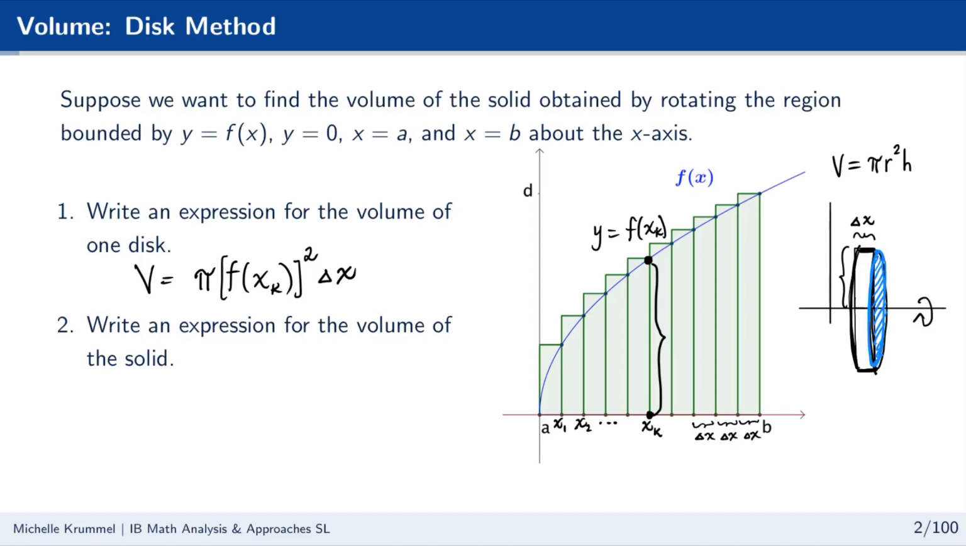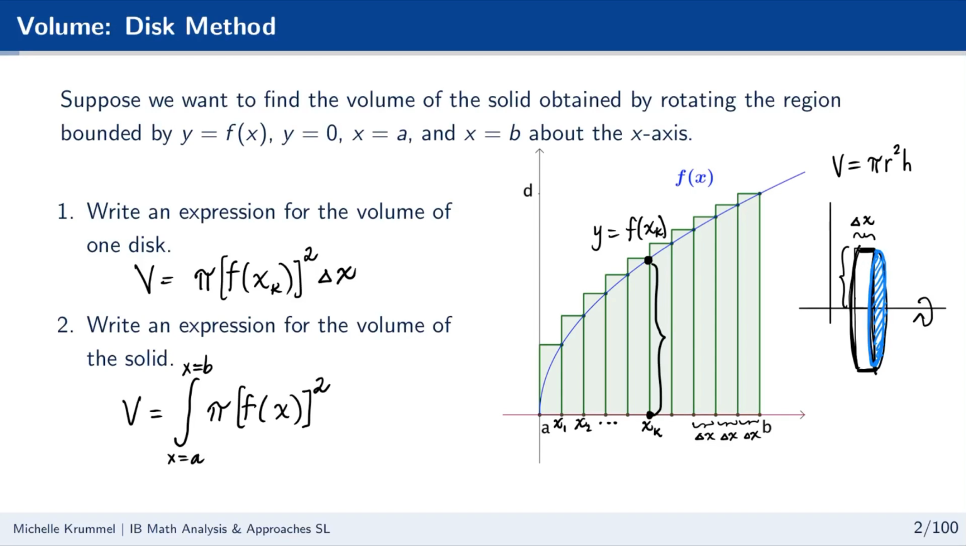So we will be able to find the volume of the entire solid if we add up the volumes of all of these disks, infinitely many disks, on our interval. And our interval goes from a to b. So it starts at x equals a, it ends at x equals b. And then we have pi f of x sub k squared. Now I can drop the k in the subscript and just say f of x.